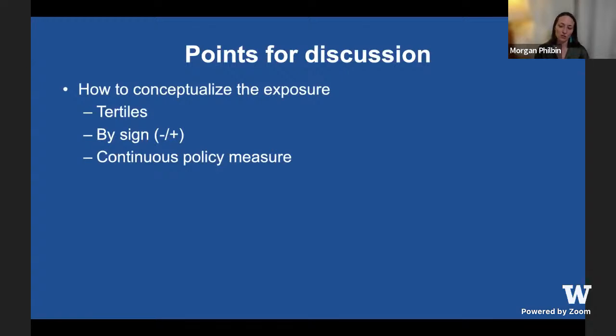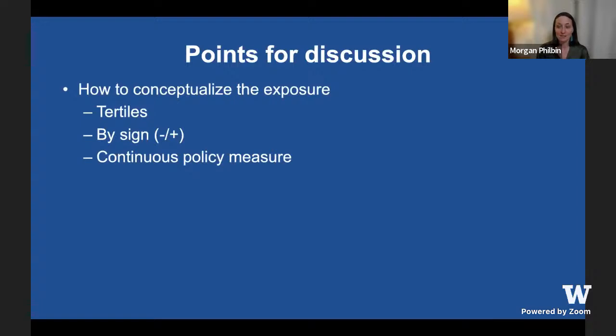So the data that I just showed you used tertiles as the exposure. So we created those tertiles, and then we created a dichotomous variable as the exposure. And that included the neutral category. So that meant that scores of less than 2 were categorized as exclusionary, and those of greater than or equal to 2 were categorized as inclusionary.